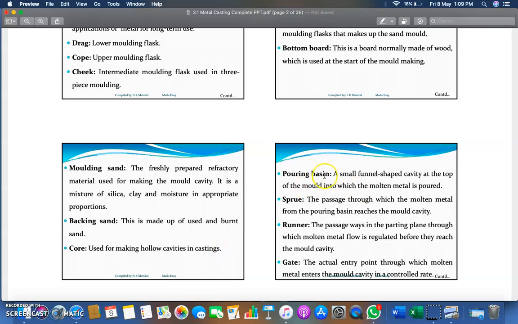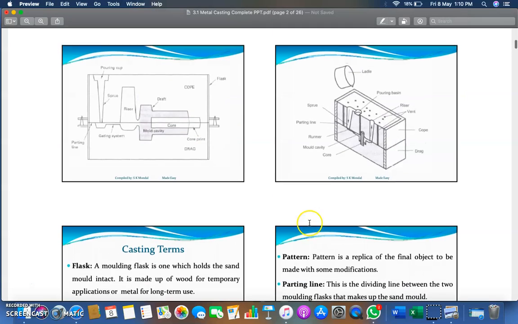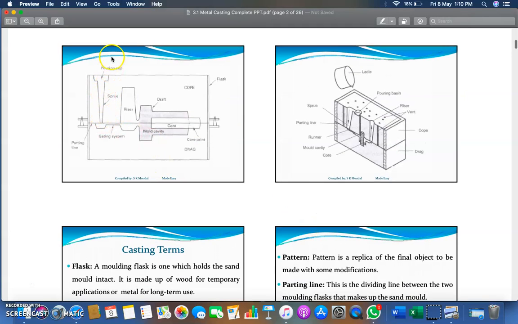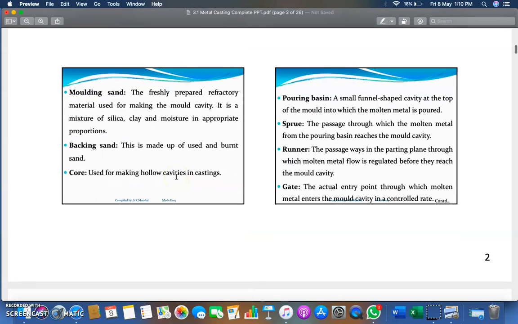Core is used for making hollow cavities in casting. Now, pouring basin: it is a small funnel-shaped cavity on the top of the mold into which molten metal is poured, meaning where you pour the material with the help of a ladle. The passage through which molten metal passes from the pouring basin to the mold cavity is called the sprue. This is the sprue, from the pouring basin to the gating.